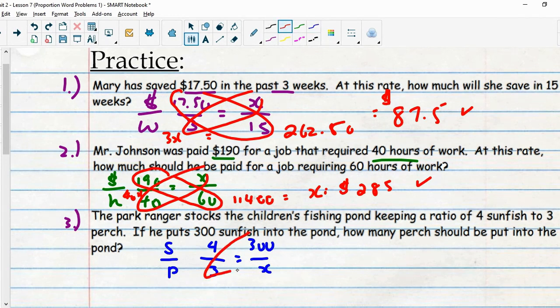I hope. So 3 times 300 is 900. 4 times what gives you 900? Well, we're about to find out. Divide 900 by 4. 225. 225 what? Perch. So I'll just use P. Actually, now I'll write it down.